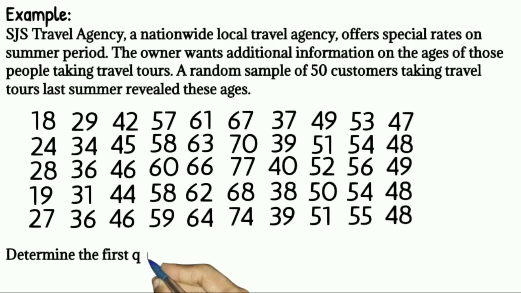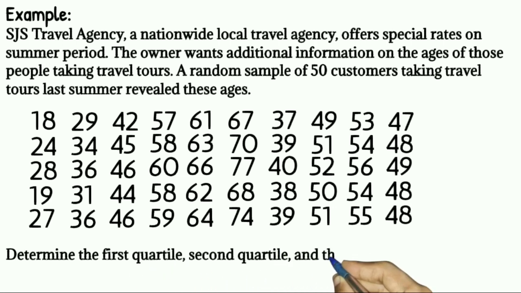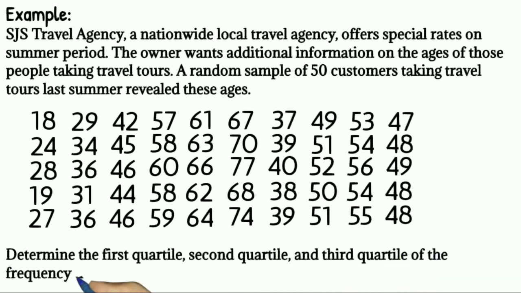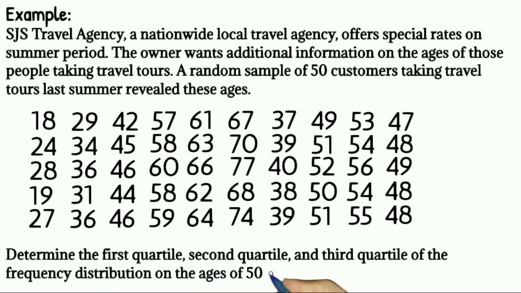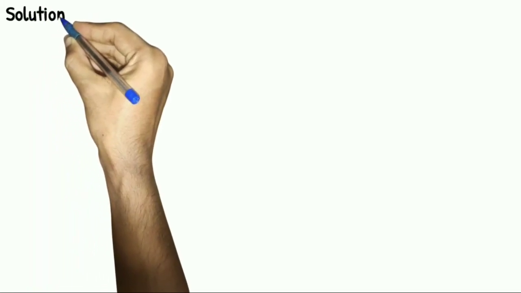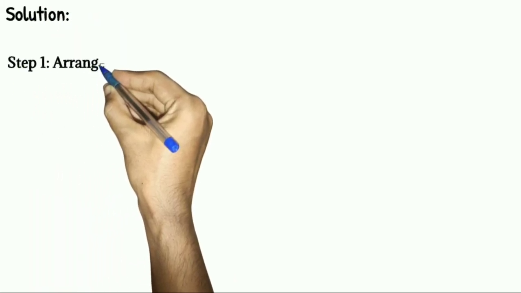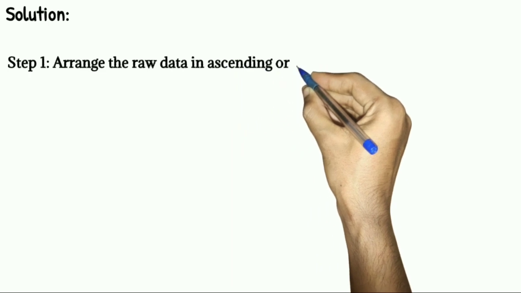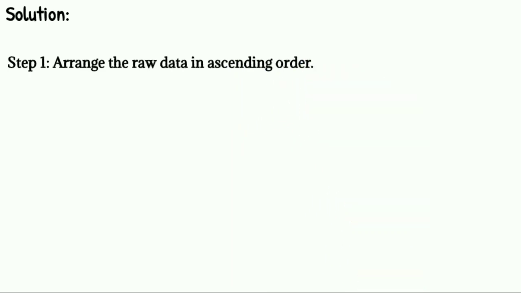Determine the first quartile, second quartile, and third quartile of the frequency distribution on the ages of 50 people taking travel tours. The first step is to arrange the raw data in ascending order. The ascending order of the raw data will start at 18 because 18 is the lowest value.